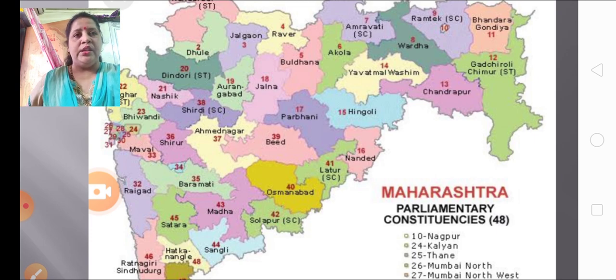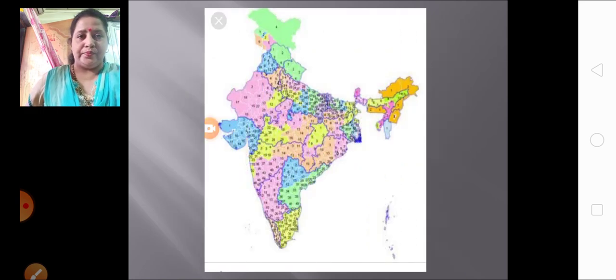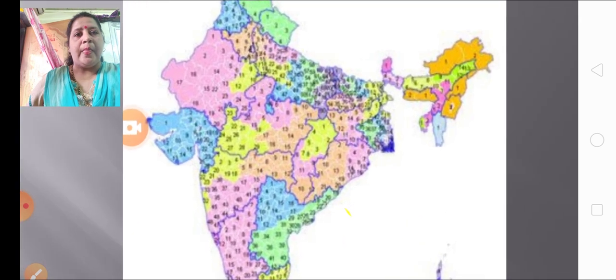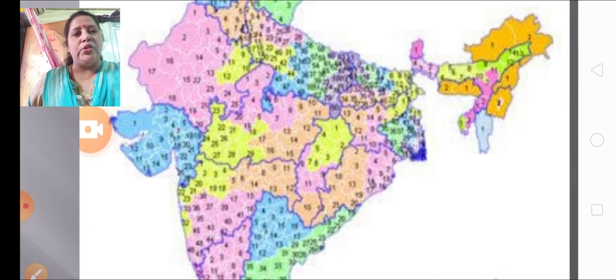In the same way as Maharashtra, all the states in India have their own seats. You can see the numbers given over here. The number shows that these many seats are available for a particular state.